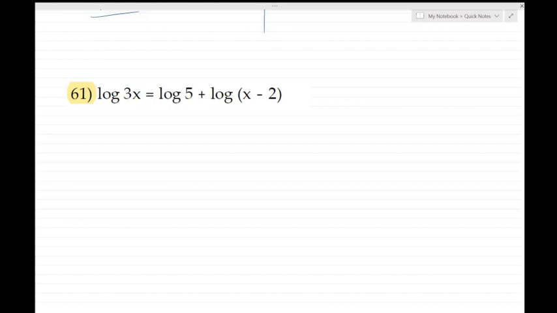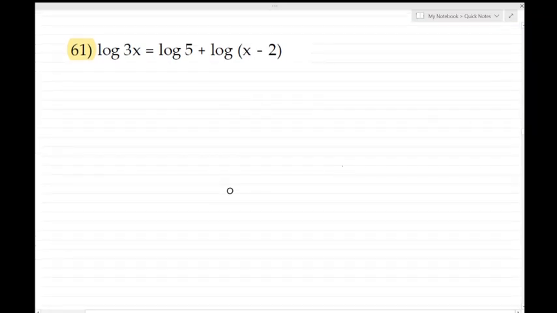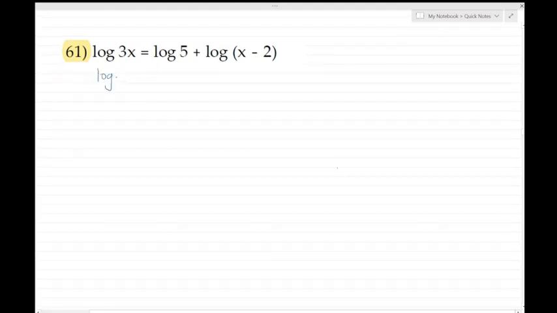Okay, next we have log 3x equals log 5 plus log of x minus 2. So many logs going on here. What we can do is combine the right side. So log 3x, notice that they have no base, so that means the base is 10. This is the common logarithm.